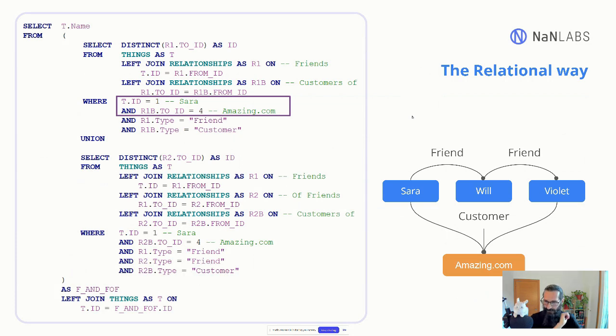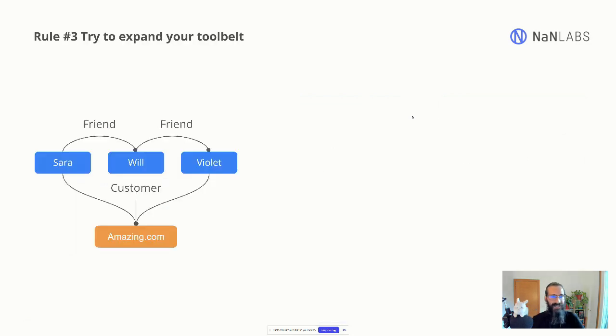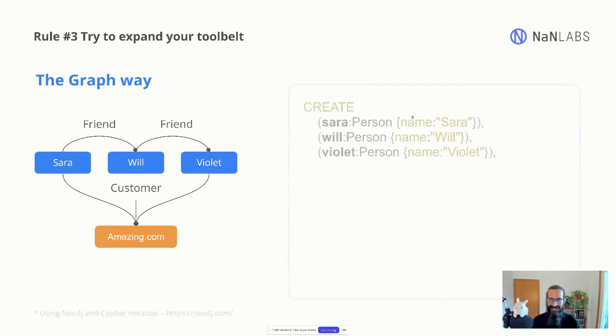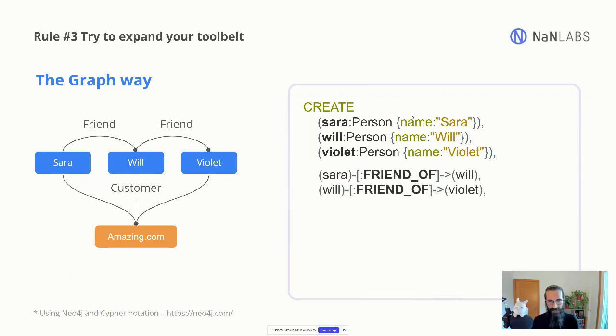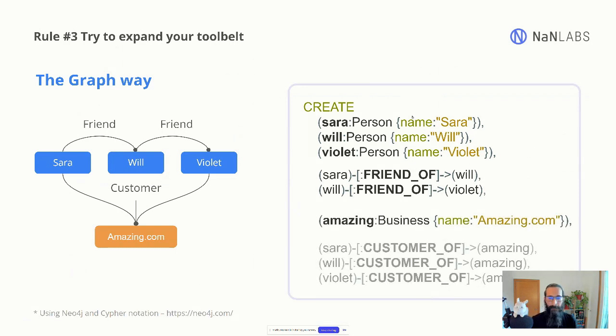But let's try to do it a different way. And this, I'm going to call the graph way. Let's say that I do something like this. I create 3 entities that are persons with different names. I define the relationships of friendship. I create another entity that is the business. And then I define the relationship of customers.